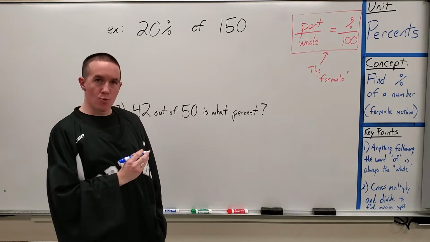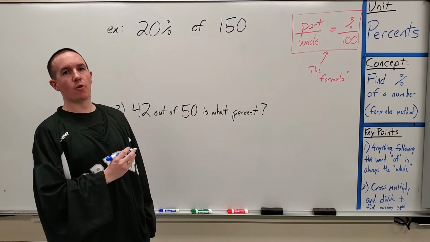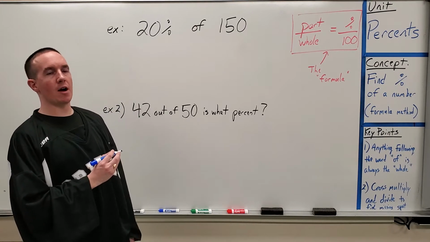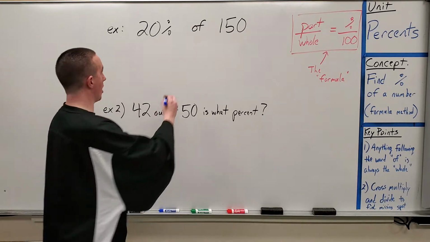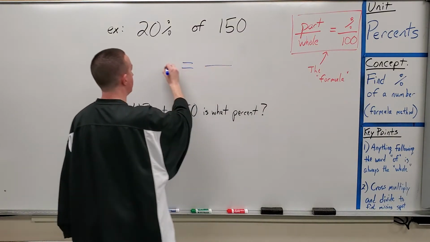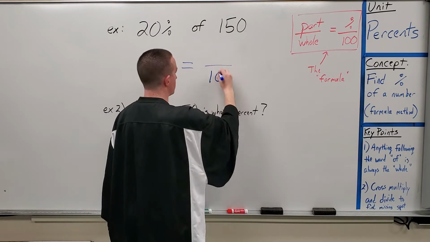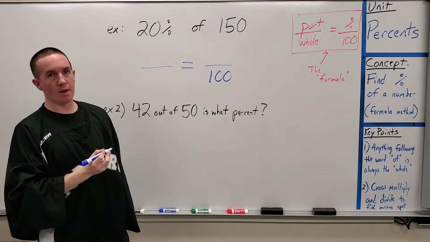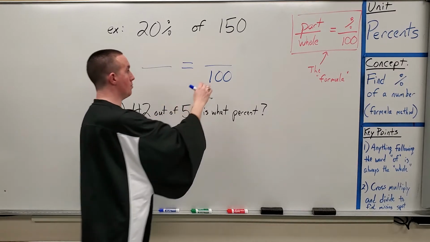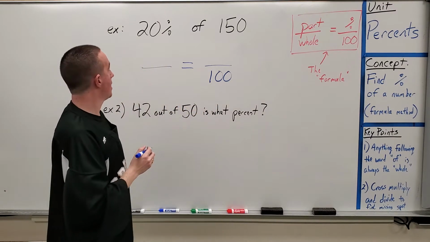You are going to know 3 of the 4 spots in this formula, and you're going to have to try and find the 4th missing spot. Okay? So here's what you do. Bottom right corner is always 100 because percent is out of 100. Your denominator is 100. You get that one for free. So bottom right corner is always 100.